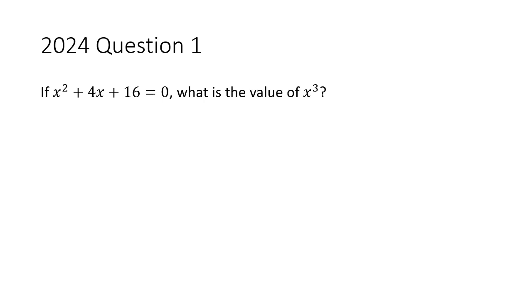So what we could do is take the quadratic equation and multiply all the terms by x. This will give us a cubic, x cubed plus 4x squared plus 16x equals 0. Now we bring the 4x squared plus 16x over to the right hand side. This will get us x cubed equals negative 4x squared minus 16x.